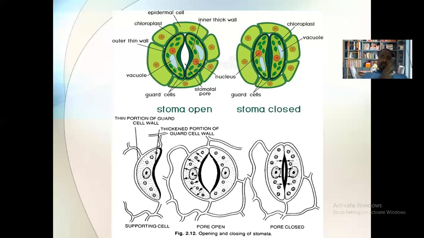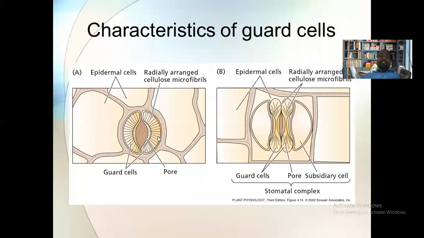Now, during the opening of the stomata, there are two structures involved which play a very important role. The first is the outer wall of the guard cell, which stretches toward the outer side, and the other structure is the microfibrils. These are the cellulose microfibrils, which are radially arranged in the guard cell.